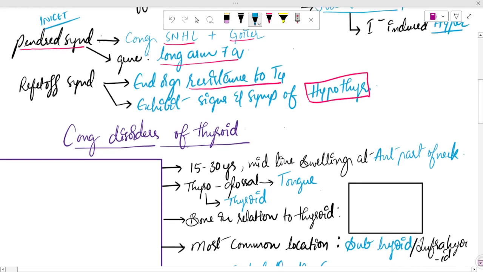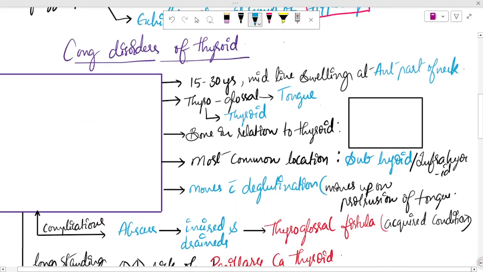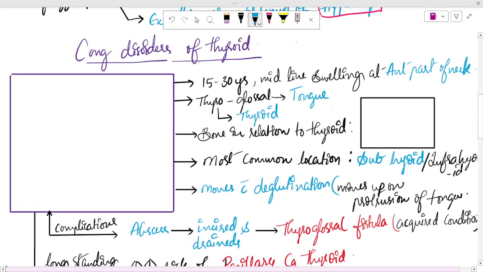Now there are so many disorders related to the thyroid, but among all those disorders, what are the most common congenital disorders of the thyroid? One of the most common congenital disorders of the thyroid is thyroglossal cyst.